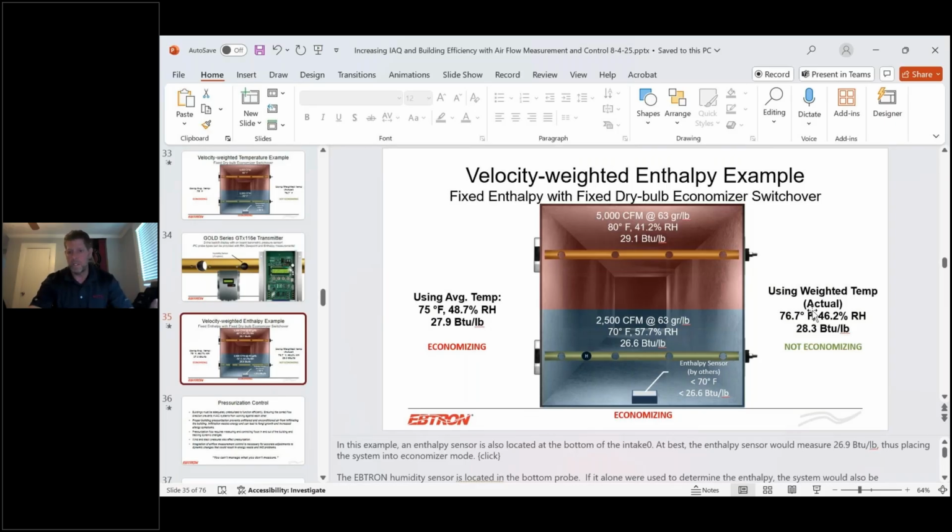So if you're designing air handling units with economizers based on an enthalpy calculation, this is going to give you a more accurate enthalpy output, a more accurate enthalpy calculation, again, to ensure that you're economizing when you should be and not when you shouldn't be. So again, it helps with energy efficiency, but it also helps with your indoor air quality.